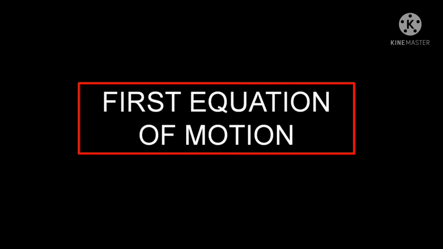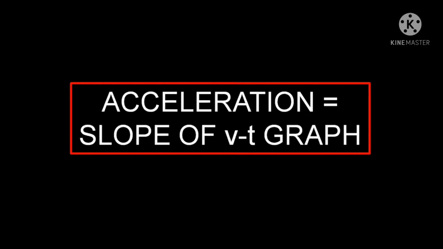Now we will see the equations of motion. In that we will see the first equation of motion. What is the first equation of motion? It is v equal to u plus at, where v is the final velocity, u is the initial velocity, a is the acceleration, and t is the time taken. The first equation is v equal to u plus at.